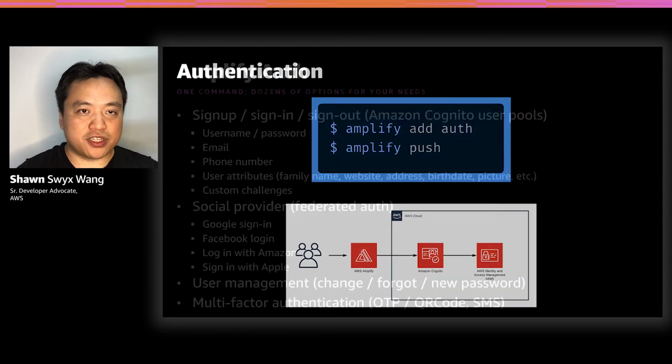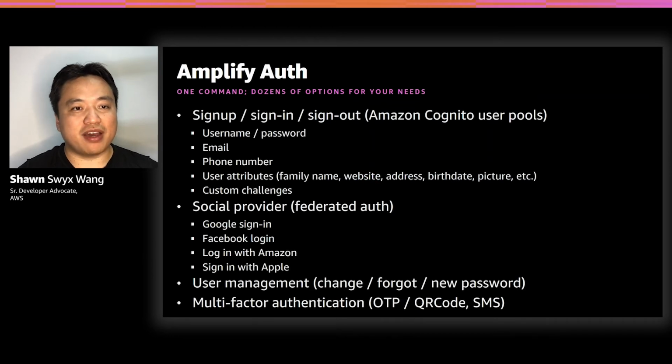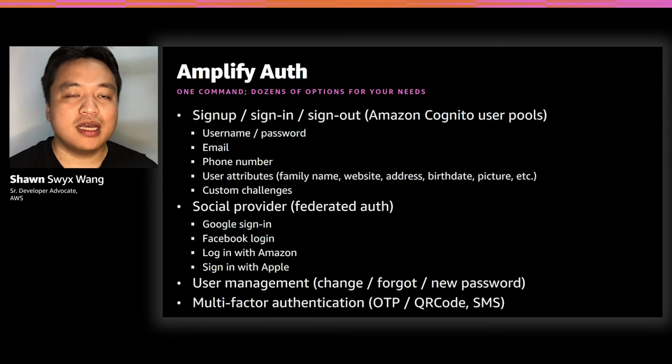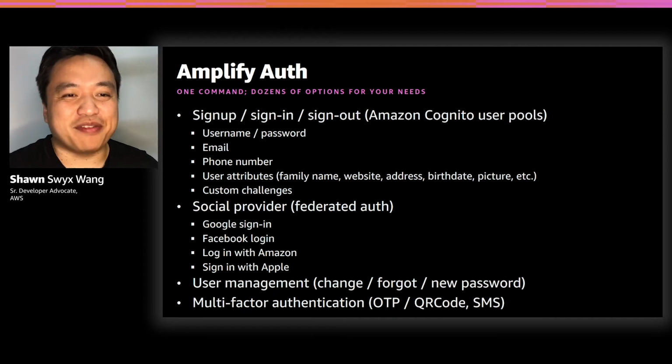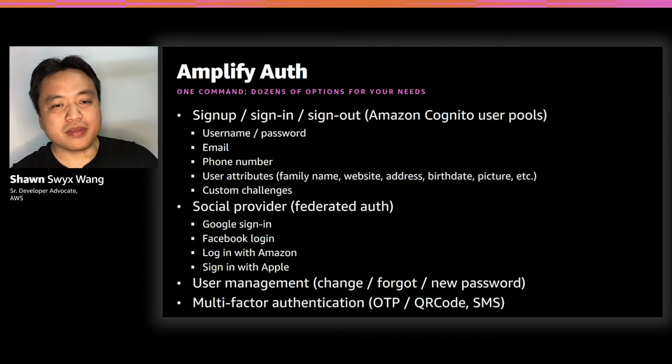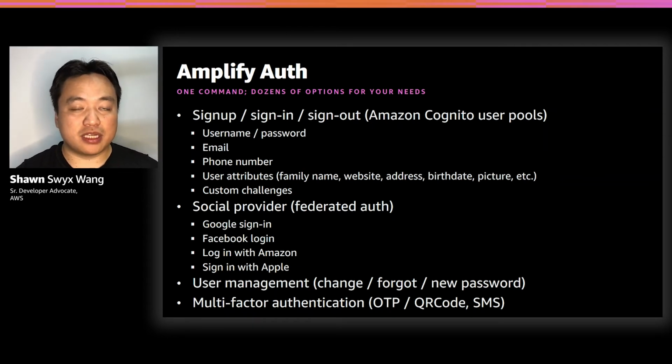There's a lot of feature functionality packed into Amplify Auth. So we can use Amazon Cognito user pools to add a lot of metadata and provide the sign up, sign in, and sign out functionality. That's a base requirement for most auth applications. You can also use federated auth for social provider information. So like Google sign in, Facebook sign in, log in with Amazon, which is always great, and sign in with Apple.